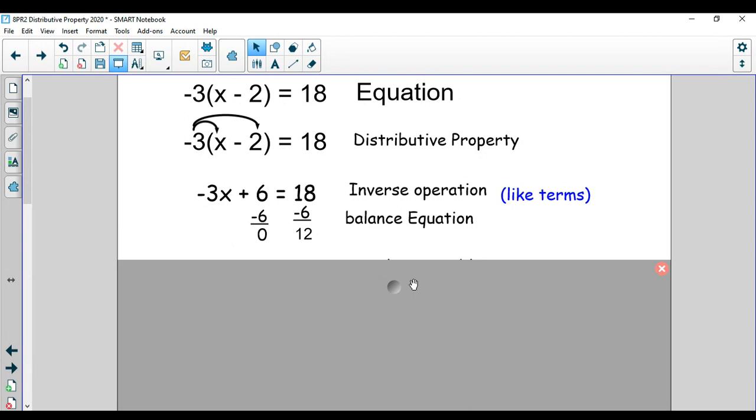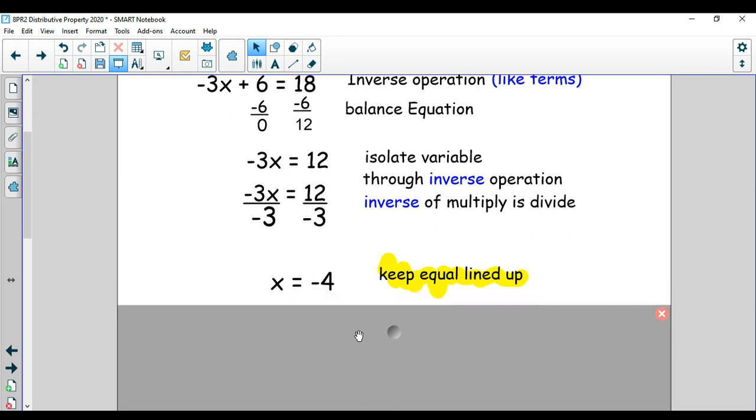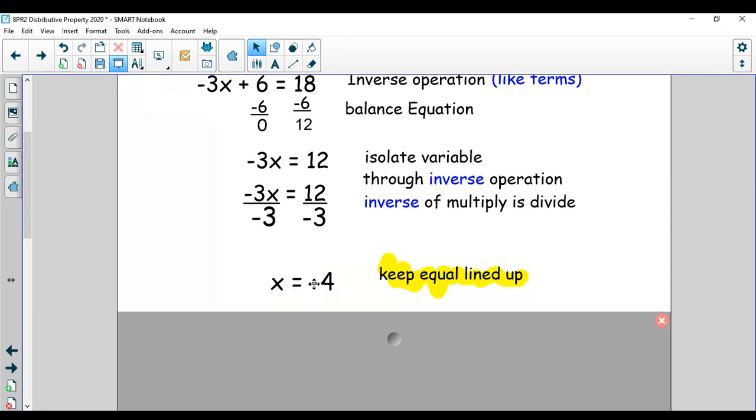Then once we do that, we come back to our old favorites, inverse operation. It is based on like terms. -3x has no like terms, but +6 does. Inverse is -6, balance equation at -6 from 18. Or sorry, 18 minus 6 is 12. Good. Come down. Now we have to isolate the variable through inverse operation. And of course, the inverse of multiply is divide. Divide my left side by -3, divide my right side by -3. And this should be fairly familiar for all of us. x equals -4. We try to keep our equals lined up as best possible. And we always do math top down, not left, right, ladies and gentlemen.